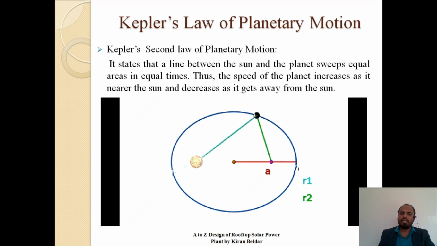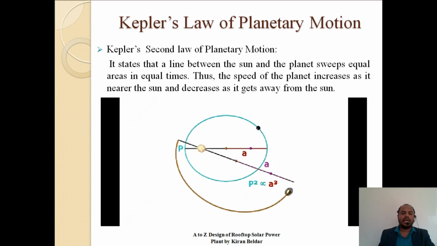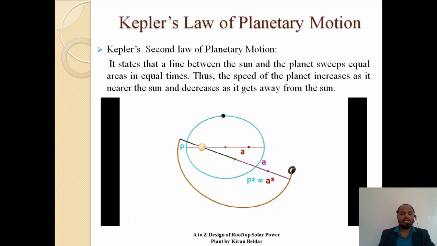In short, the A1 area, away from the Sun, and the A2 area, nearer to the Sun, are exactly the same. As shown in the animation, the A1 area is equal to the A2 area.